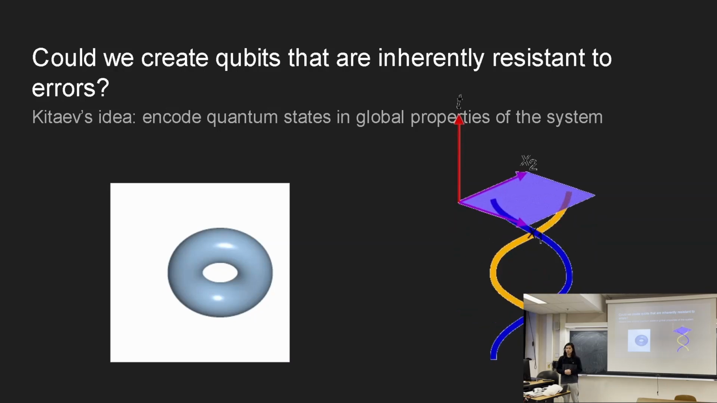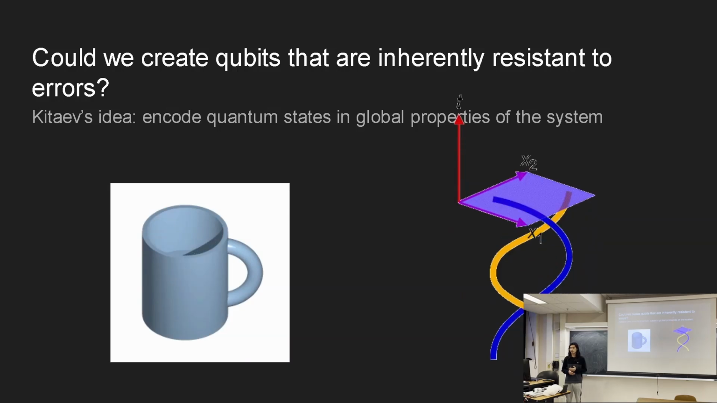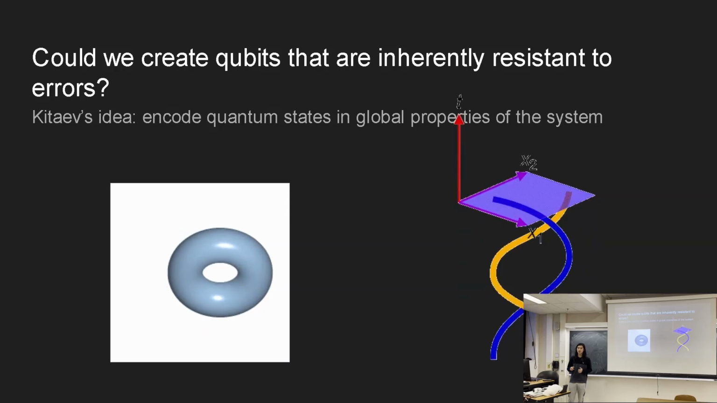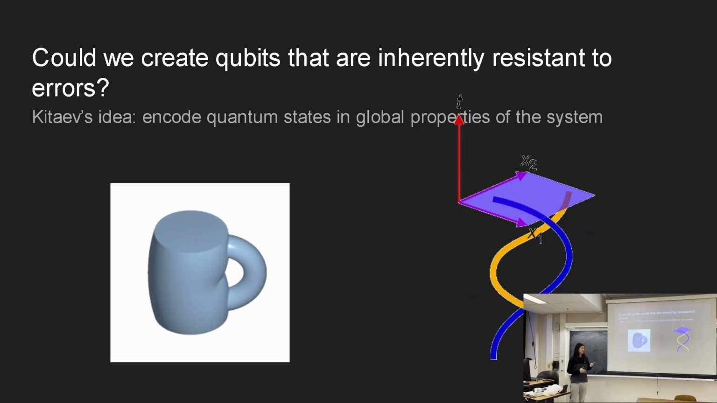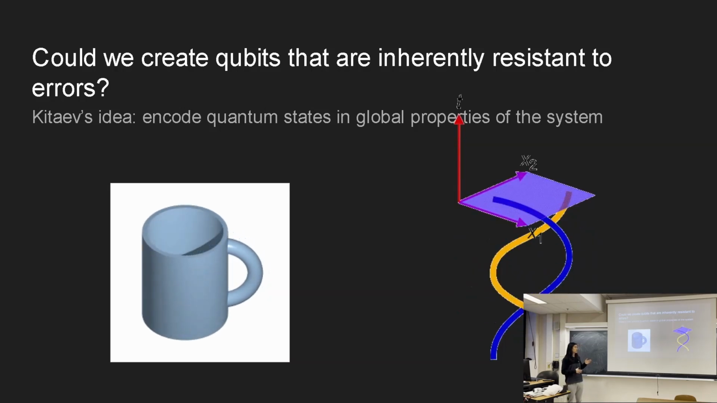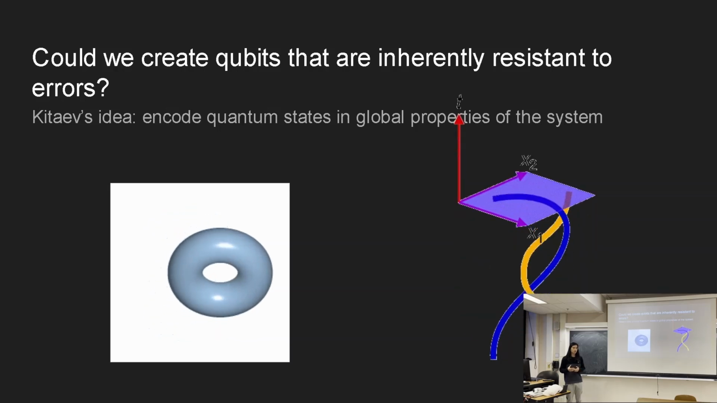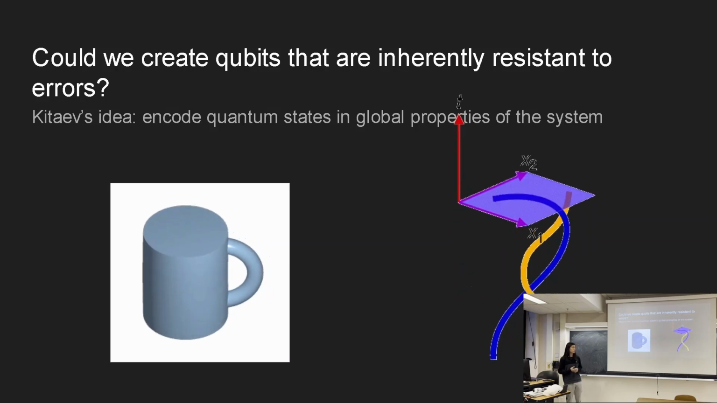One global property of a system is its topology. There's this classic example of a donut being topologically equivalent to a coffee cup, because as you can see in this animation, you can deform this coffee cup into a donut without breaking it apart. So that's the idea of global properties: small local perturbations won't affect the topological properties of this coffee mug.